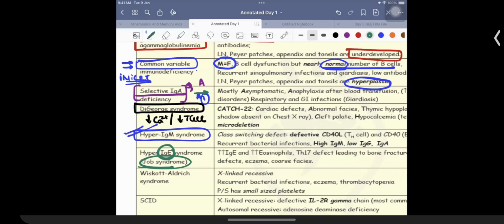This is a pediatric condition. The child is going to be having abnormal facial appearance. There is presence of bony issues. The child is having a teeth problem, dentition problem, and the patients are going to be having eosinophilia as well.